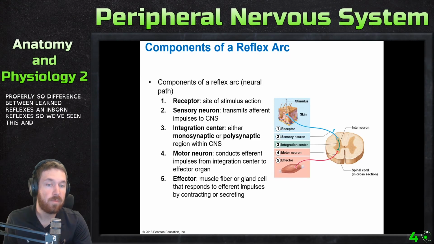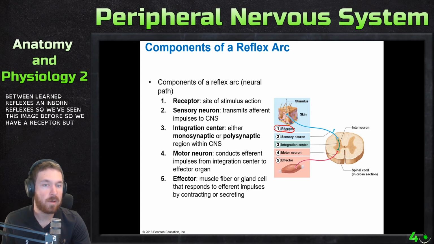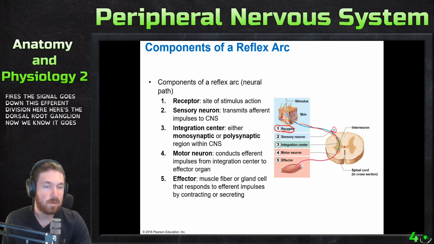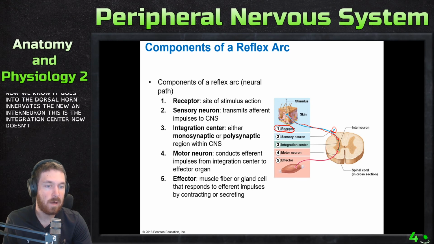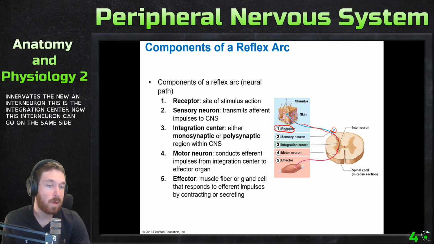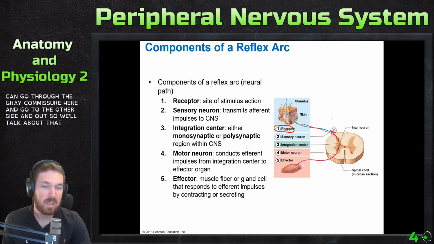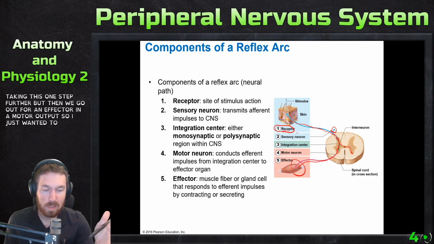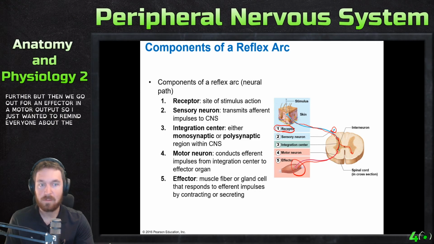So we've seen this image before. We have a receptor, but now we can talk about it in a little more detail on how it works. A stimulus fires, the signal goes down this afferent division here. Here's the dorsal root ganglion. Now we know it goes into the dorsal horn and innervates an interneuron. This is the integration center. This interneuron can go on the same side, or it can go through the gray commissure here and go to the other side and out. We'll talk about that. Then we go out to an effector and a motor output. I just wanted to remind everyone about the reflex arc, because we're going to talk about these in more detail now.